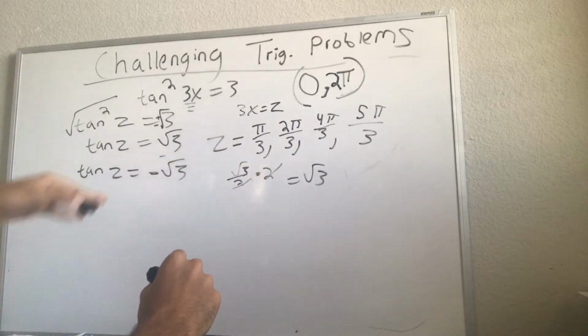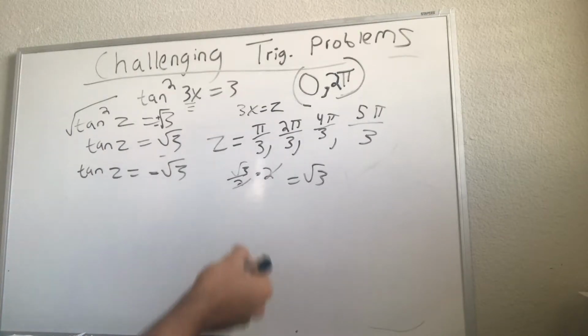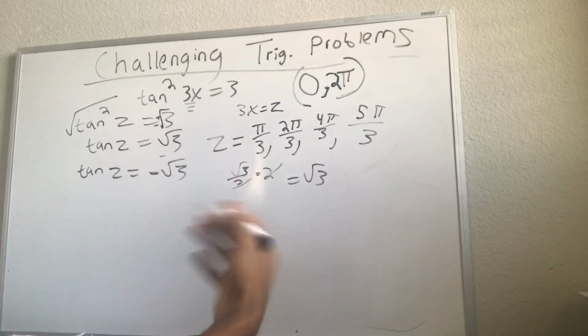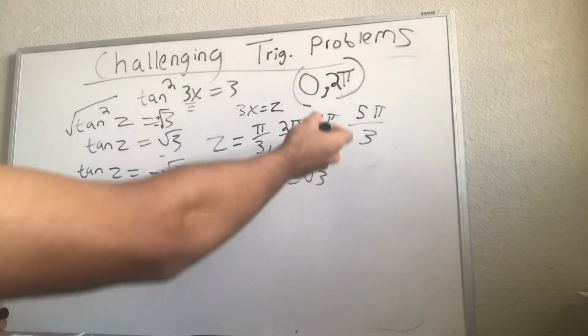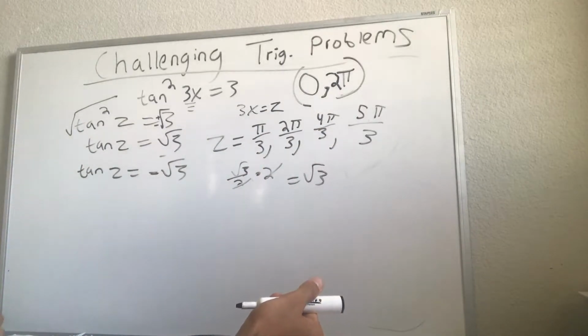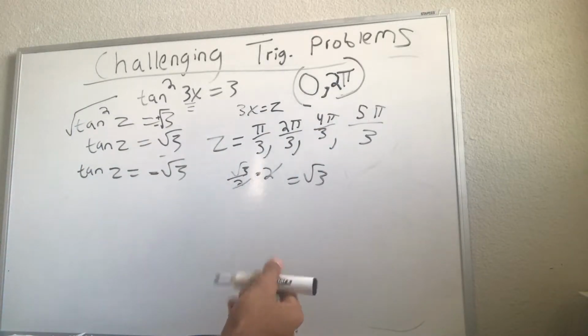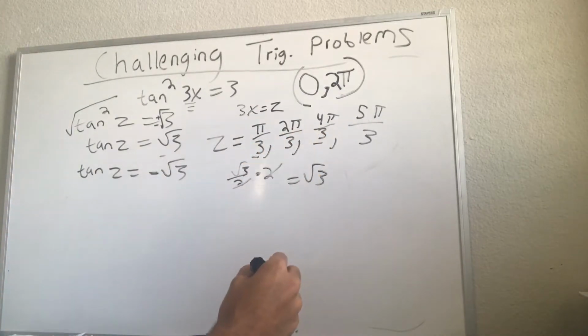If it was only the principal root of 3, or the positive root of 3, we would be looking at pi over 3 and then the third quadrant value, which would be 4 pi over 3. Again, the rule is the numerical value in the numerator is 1 more than the numerical value in the denominator. So we would have pi over 3 and 4 pi over 3 as our answers.